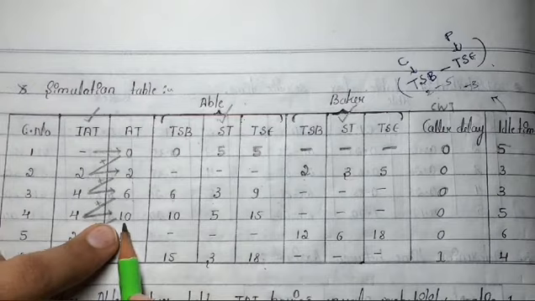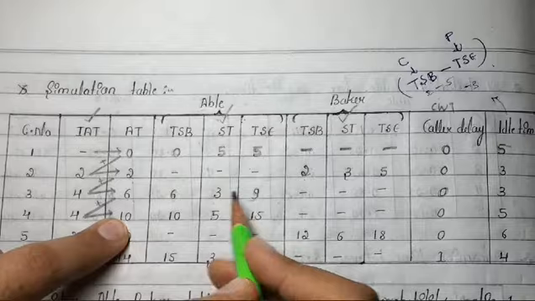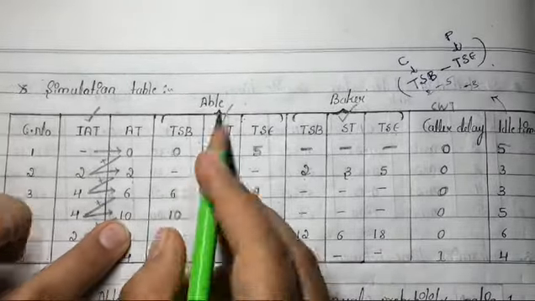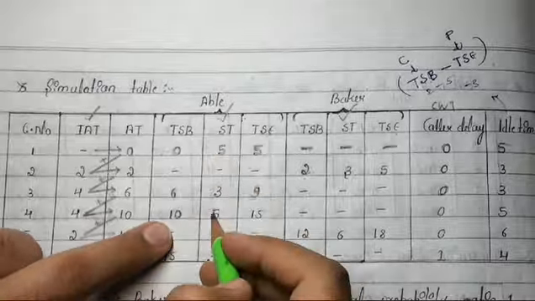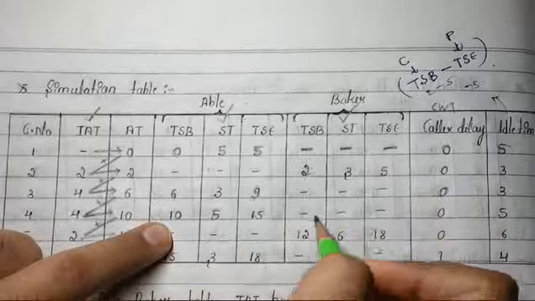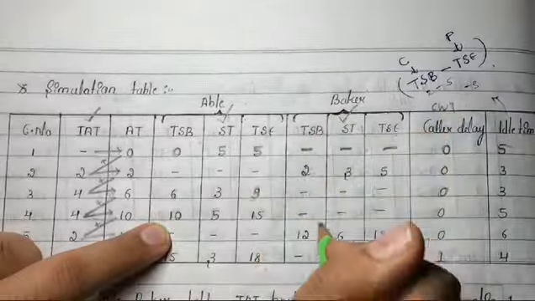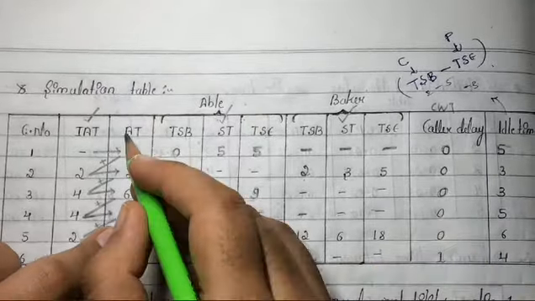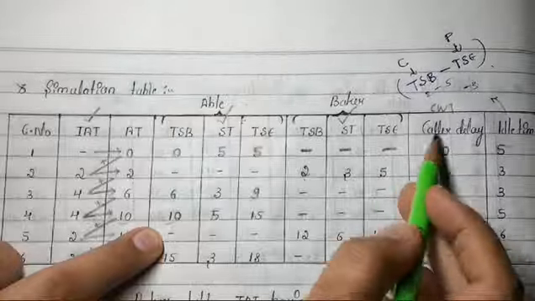Next, the fourth customer arrives at 10, and Able is free because the third customer ended at 9 only. Now the fourth customer's service time begin is 10, and the service time is 5, and the time service end will be 15. And here we are putting a dash because this customer will not go to Baker. And this customer will not wait as the arrival time is equal to the time service begin.